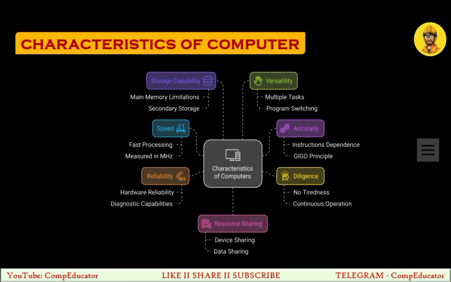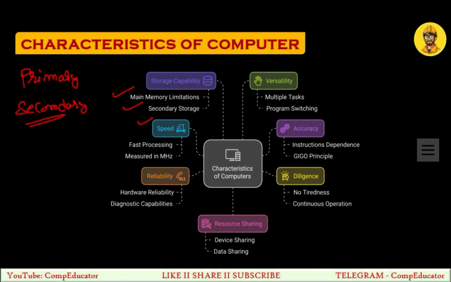First, we have the storage capacity. Storage capability means the main memory limitations and the secondary storage. We can say that storage capability has two types: one is primary and the second one is secondary. These are basically two types of memories, as we will discuss later.